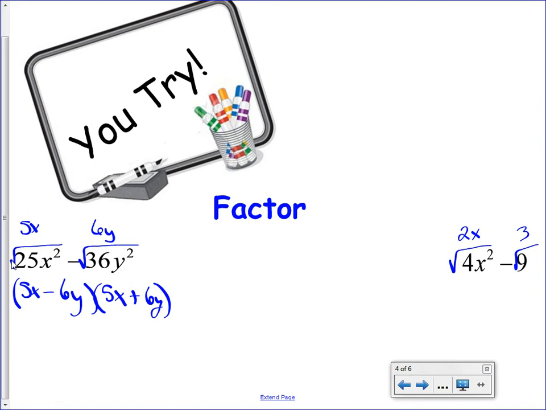If you did FOIL, you should get this exact answer back. So that's just a check for your answer. Okay, what would I do for this next one here? What would be my final answer, Jenny?